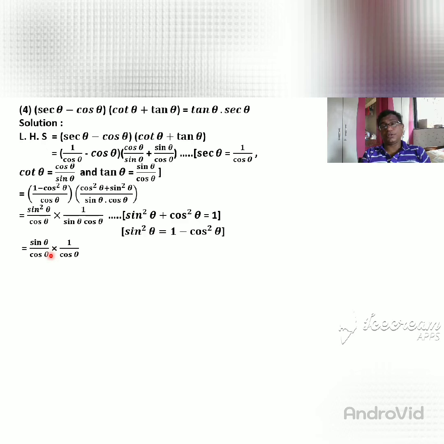Sin theta upon cos theta. Okay, so you are getting the answer sin theta upon cos theta. So see, sin square theta divided by cos theta, this is the denominator.